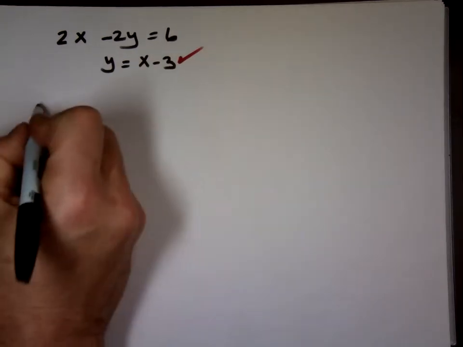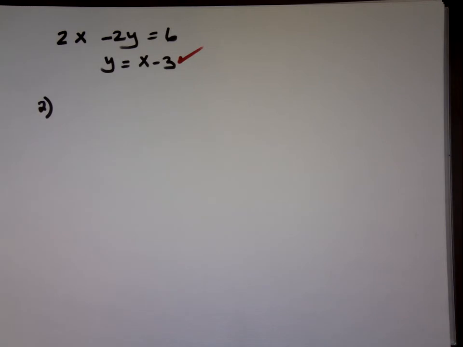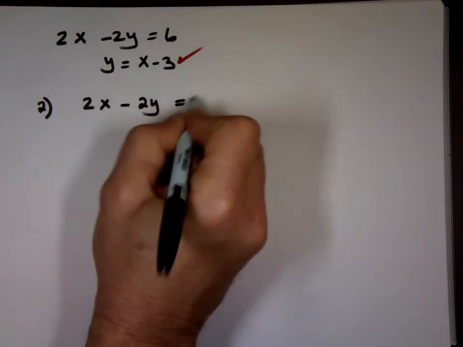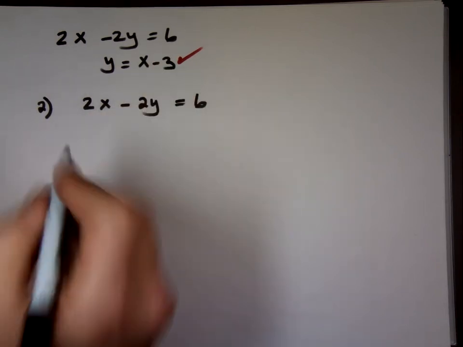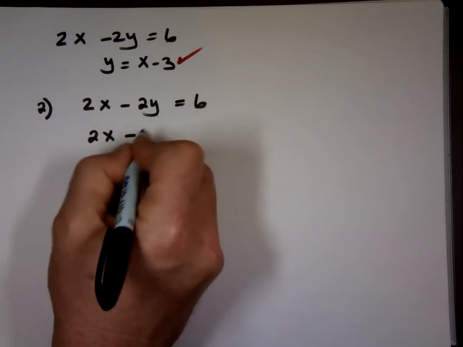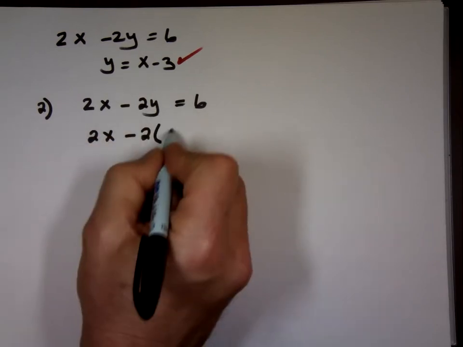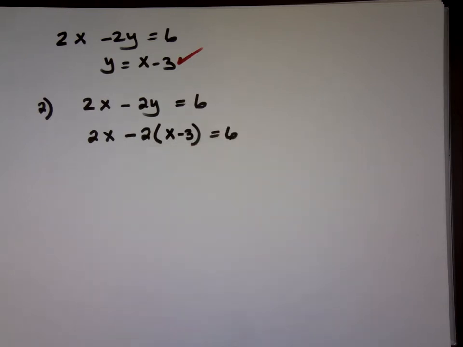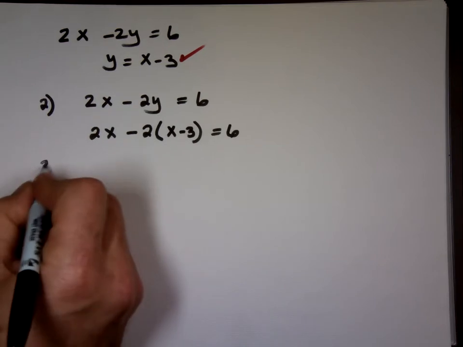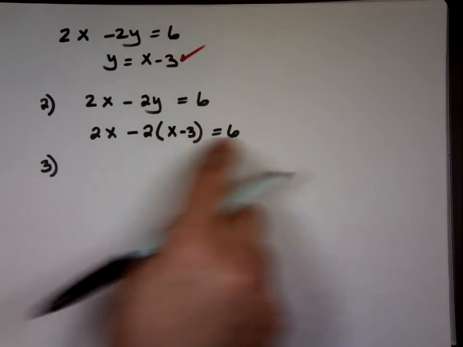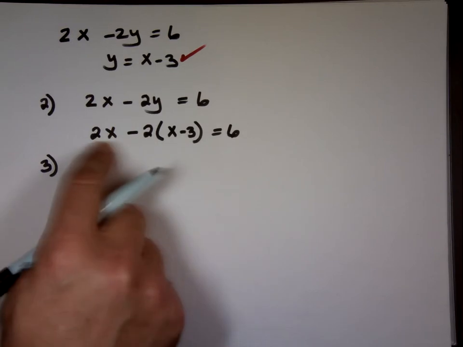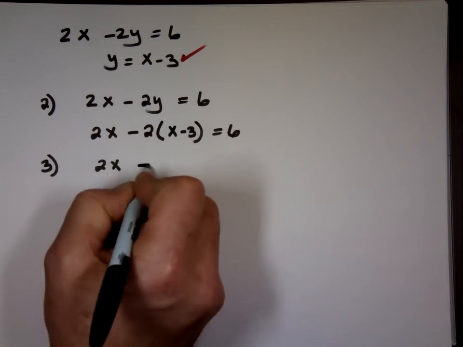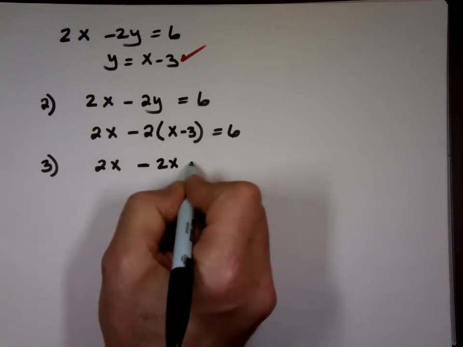Step two: take the other equation, which is my first one now, and replace y by that expression. 2x minus 2 times, in place of y, let's put what? x minus 3. Step number three says, solve this equation for the remaining variable. Let's solve it for the remaining variable. 2x minus 2x plus 6 equals 6.